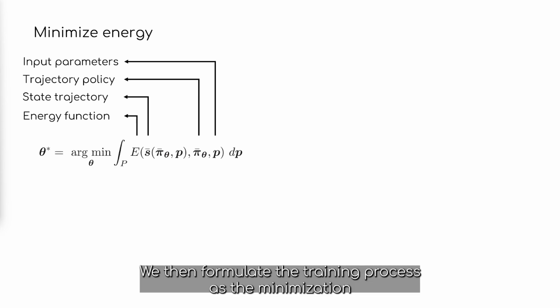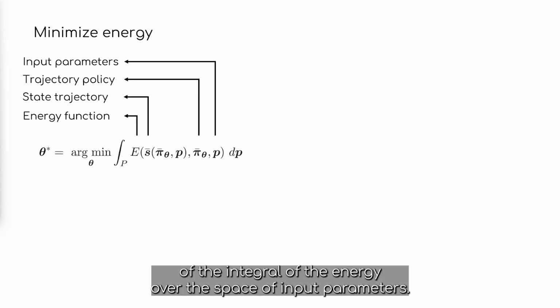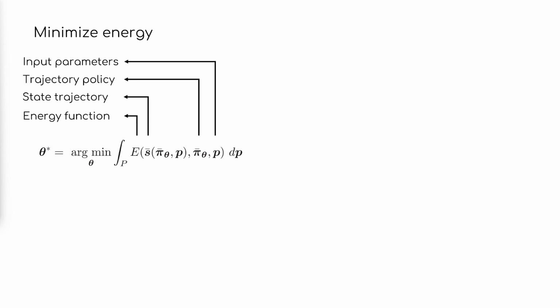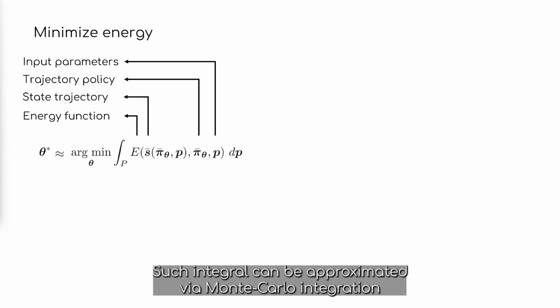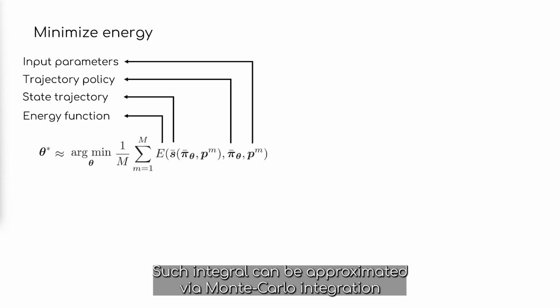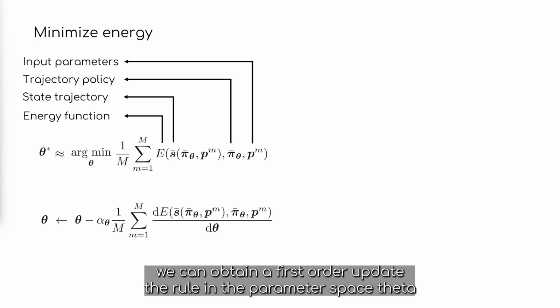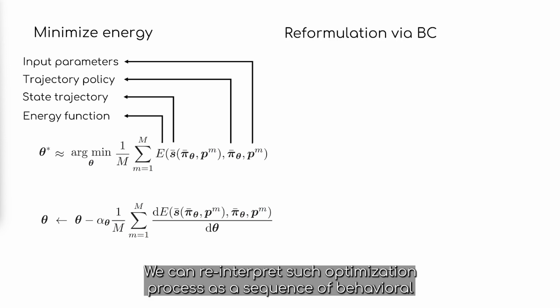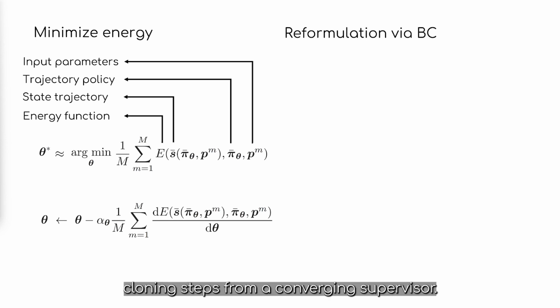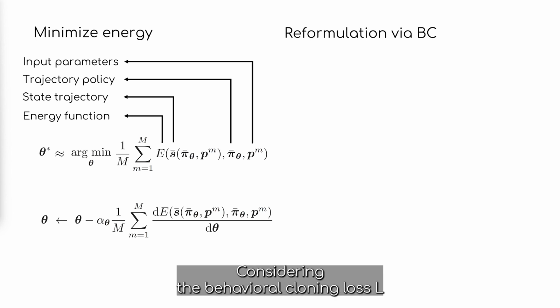We then formulate the training process as the minimization of the integral of the energy over the space of input parameters. Such integral can be approximated by a Monte Carlo integration using a finite sum of random samples of the input parameters p, for which we can obtain a first-order update rule in the parameter space theta. We can reinterpret such optimization process as a sequence of behavioral cloning steps from a convergence supervisor.